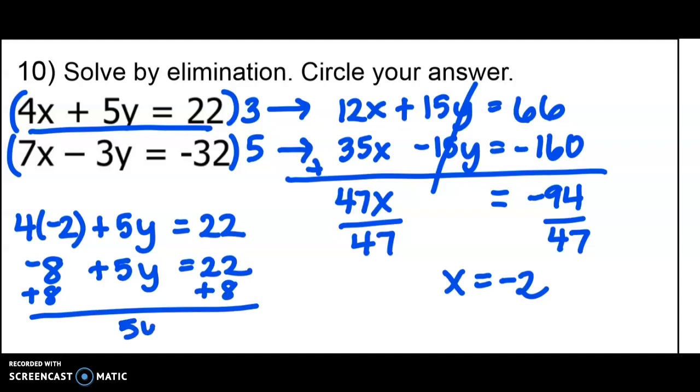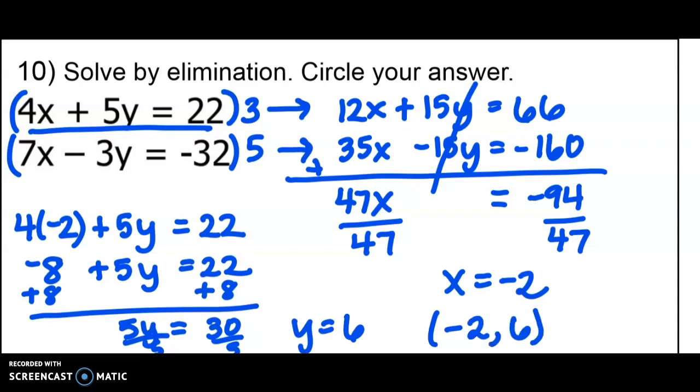So I'm left with 5y on the left and 30 on the right. And now I just need to divide both sides by 5. Sorry, getting off the page here. And y equals 6. So my solution here is negative 2, 6. I hope this helps you understand elimination a little better. If you have further questions, please don't hesitate to ask.